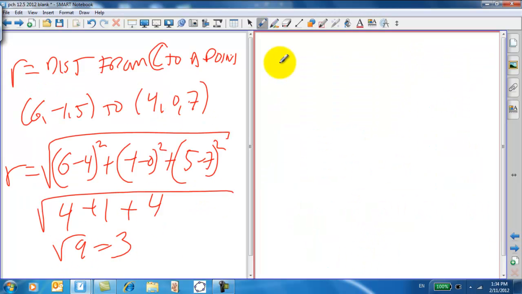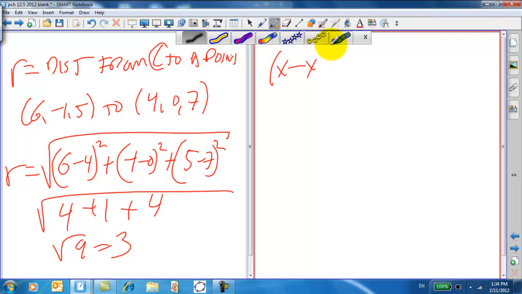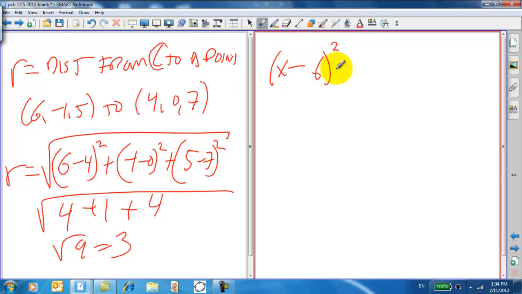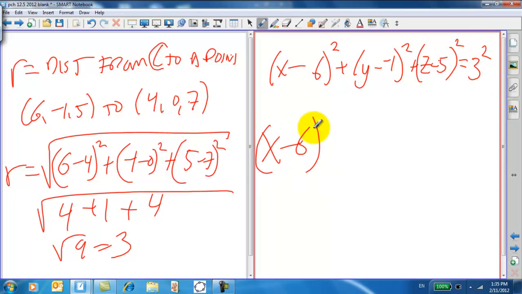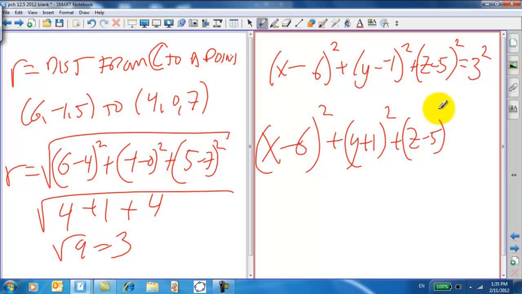So for our sphere, it's much like the equation of the circle, we just add in the third component. x minus the center, which was 6, squared, plus y minus negative 1 squared, plus z minus 5 squared, equals r squared, 3 squared. So you get (x minus 6) squared plus (y plus 1) squared plus (z minus 5) squared equals 9.